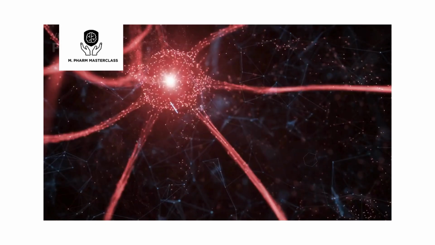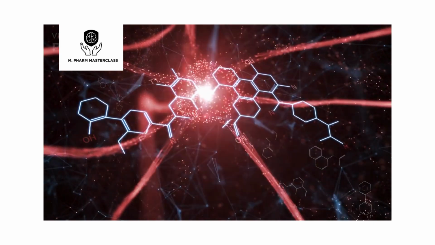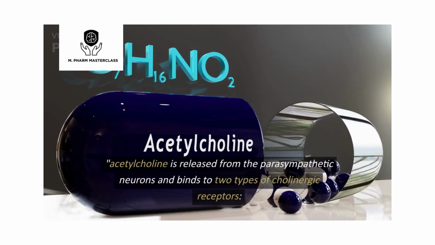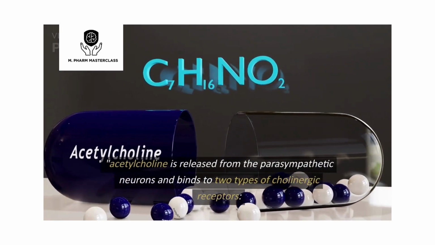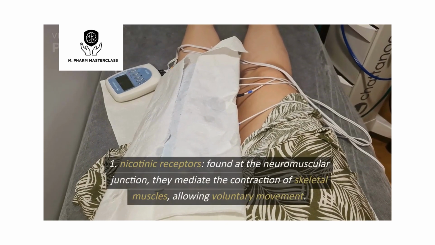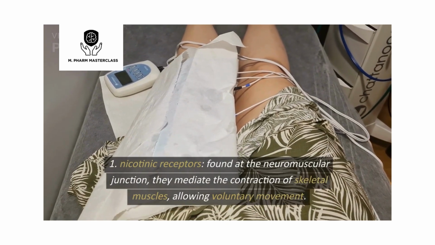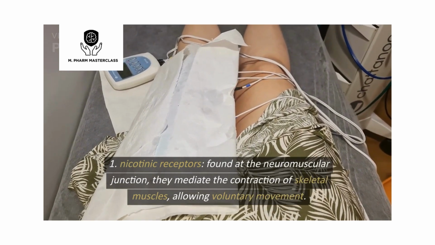Mechanism of action: visual, acetylcholine being released from a neuron and binding to receptors on muscle cells and organs. Acetylcholine is released from the parasympathetic neurons and binds to two types of cholinergic receptors. 1. Nicotinic receptors. Found at the neuromuscular junction, they mediate the contraction of skeletal muscles, allowing voluntary movement.